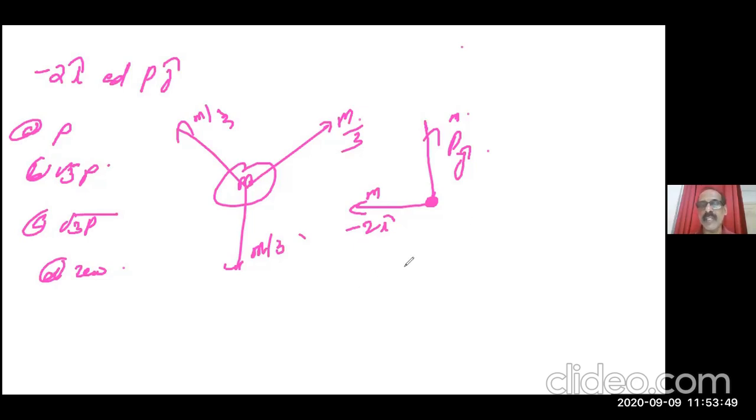Momentum should be conserved, right? So before explosion, it is 0, because the bomb is at rest. After explosion, the total linear momentum must be equal to the total linear momentum before explosion. So after explosion, minus 2i plus Pj plus x.